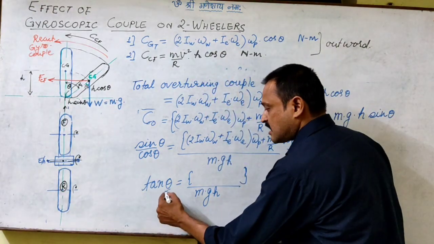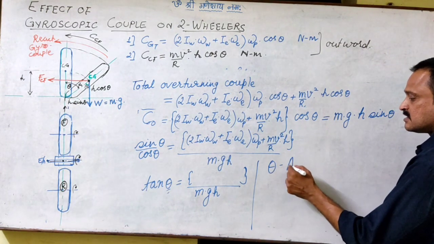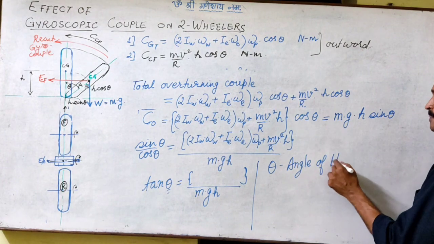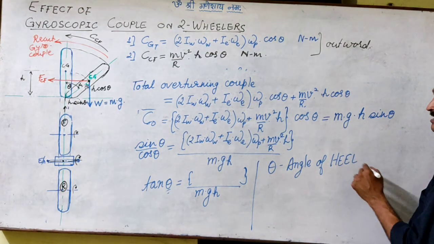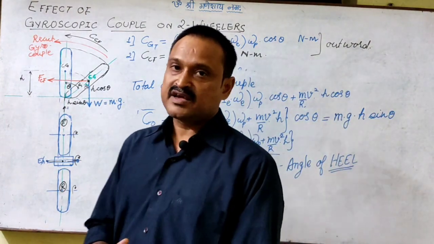So what is this theta? Now this theta is called as the angle of heel. This theta is called as angle of heel.